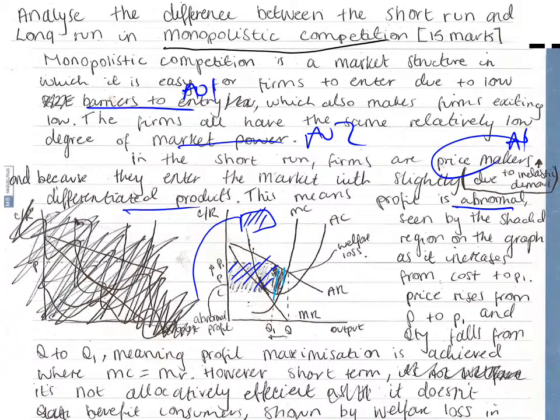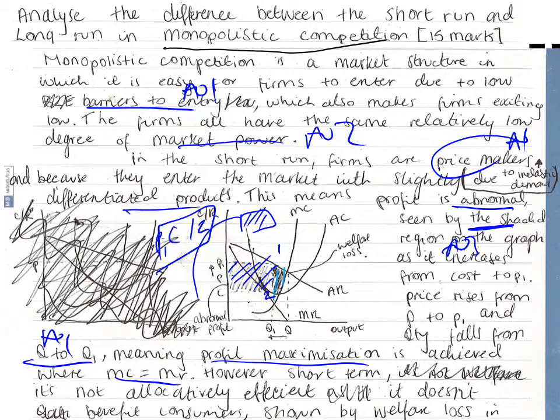or an addition of maybe a 1 here and a 2 down here, and then it becomes P1 C1 2 as the area of abnormal profit. So just to give that a little bit more accuracy, we've got abnormal profits there as it increases from cost to P1. So we've got P to P1, and quantity falls from Q to Q1, meaning profit maximization is achieved, MC equals MR. Good references to the graph there.